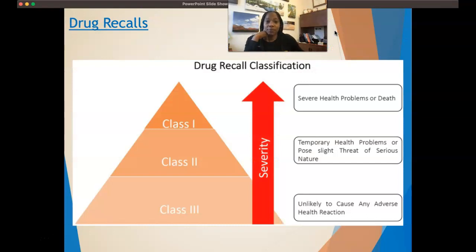Okay. Now we have things that are called drug recalls, right? Because we get something out on the market, lots more people start to take that, right? We said 1 to 3,000, but the reality is we know that there's 4.3 billion prescriptions being prescribed.